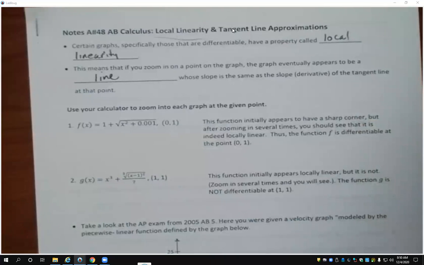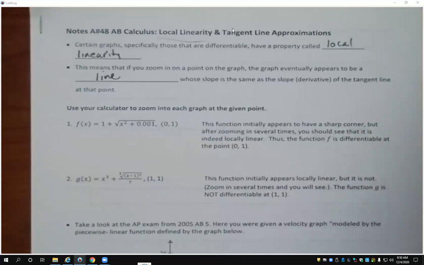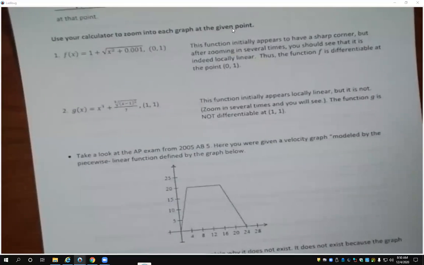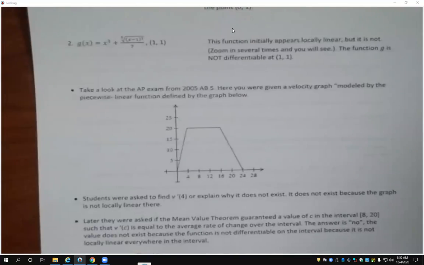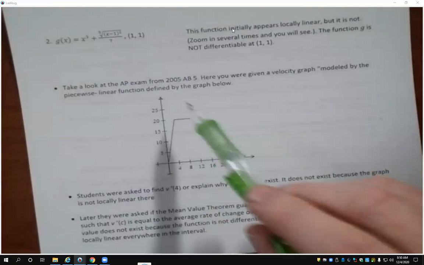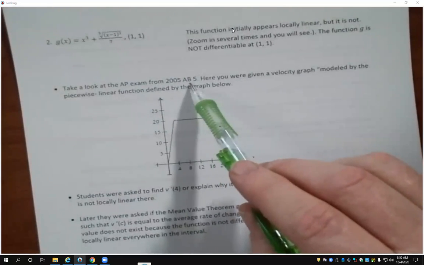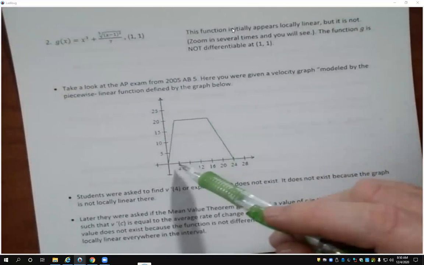You're not going to be zooming in on specific points, but the point of this is algebraically, we're going to actually work through this. So this next example that I have written down for you here is an actual question from the 2005 AP exam. It was question 5 on the AB exam. And it gives this graph.